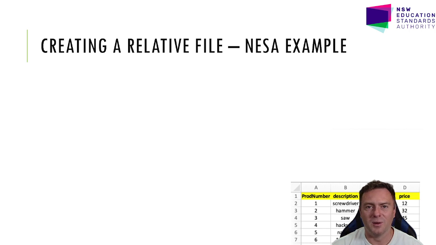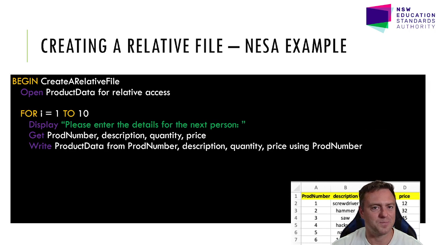So creating a relative file, here's the nested version of it. Basically, we go through exactly the same process as before. We begin, create a relative file, but then instead of just opening it, we need to open product data for relative access. So you need to use that keyword there if it is a relative file.